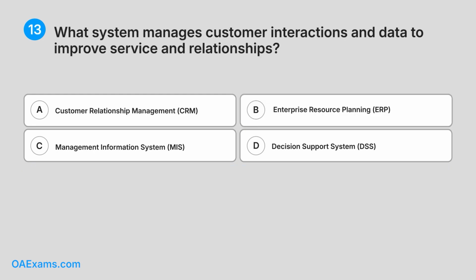13. What system manages customer interactions and data to improve service and relationships? A. Customer Relationship Management, CRM. B. Enterprise Resource Planning, ERP. C. Management Information System, MIS. D. Decision Support System. What do you think is the answer?